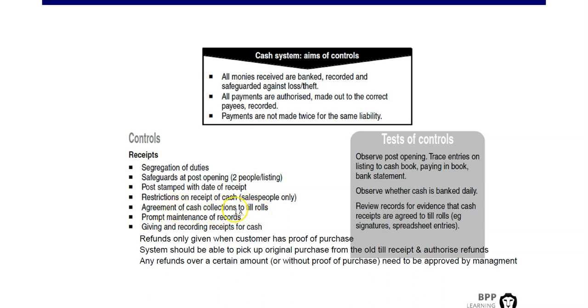Okay. Anything to do with cash registers, cash collection, till rolls. So any discrepancies should be investigated promptly. Maintenance, okay. Any cash should be kept secure, should be in a safe, and should be banked frequently. And then if there's anything like refunds, so I mentioned tills here, refunds should only be given where customers show proof of purchase.